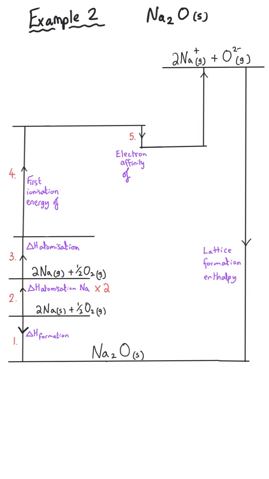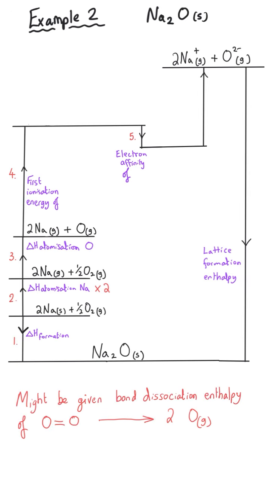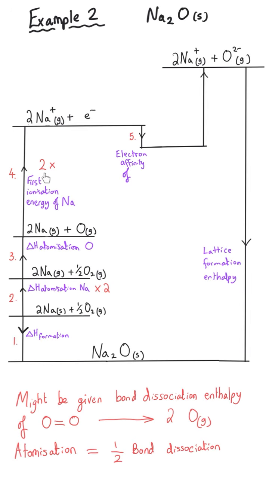And then we're going to atomize the oxygen, which is going to produce O gas, 1 mole of it at the end, and the sodium is unchanged by this second upwards arrow. If the question was being confusing, it might not give us enthalpy change of atomization for oxygen, remember, it might give us the bond dissociation enthalpy, and in that case we would have to halve it. The next step is we need to ionize our sodium, and so not only are we ionizing 1 mole of sodium, there are 2 moles of sodium gas that needs to be ionized. So this arrow is 2 times the ionization energy for sodium.